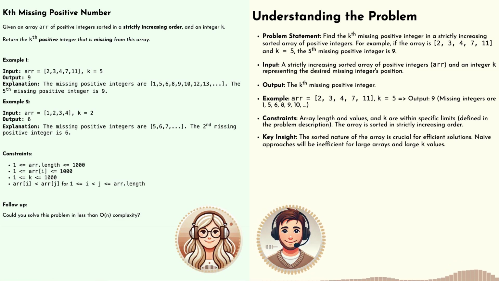Let's say we have an array of numbers, like 2, 3, 4, 7, 11, and our k value is 5. We're looking for the fifth missing positive integer. This array is sorted and only has positive integers, and there are some missing. The first few missing are 1, 5, 6, 8. So the fifth missing positive integer would be 9. So we're not just looking for any missing number, it's the Kth one that's important here.